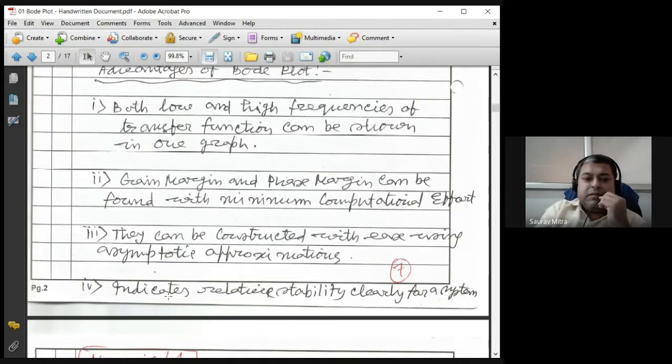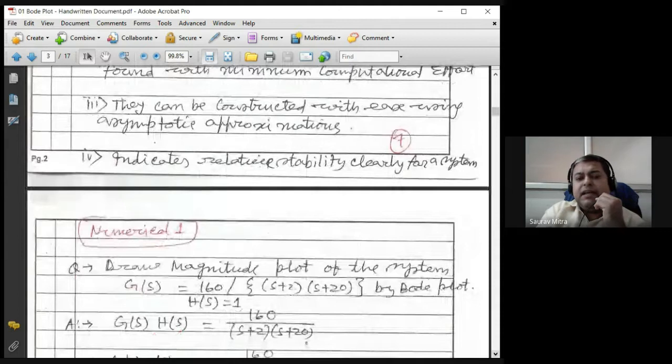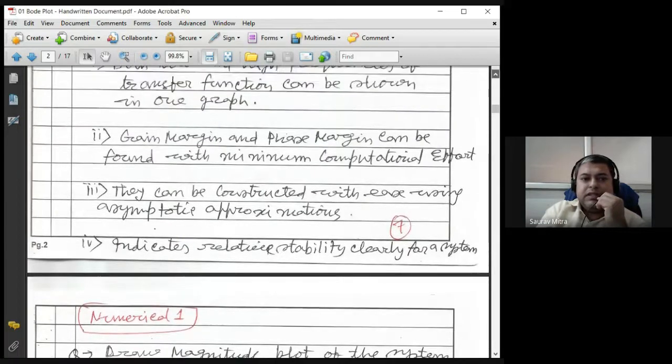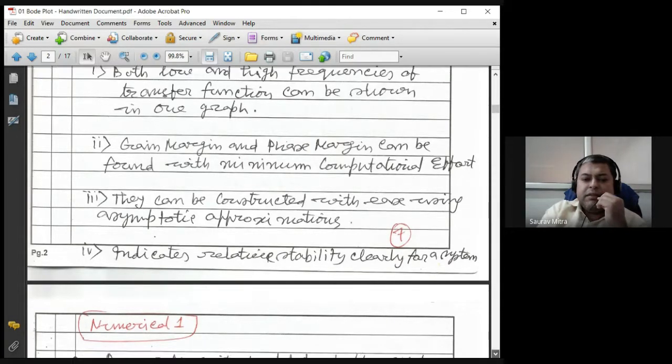So the plots can be constructed with ease using asymptotic approximation, and the Bode plot actually indicates relative stability very clearly for any function. So these are the four advantages of a Bode plot. First, both low and high frequencies can be accommodated. Gain margin and phase margin can be computed easily. They can be constructed with ease using asymptotic approximation, that means ease of drawing. And last, relative stability can be found out from the Bode plot very clearly.